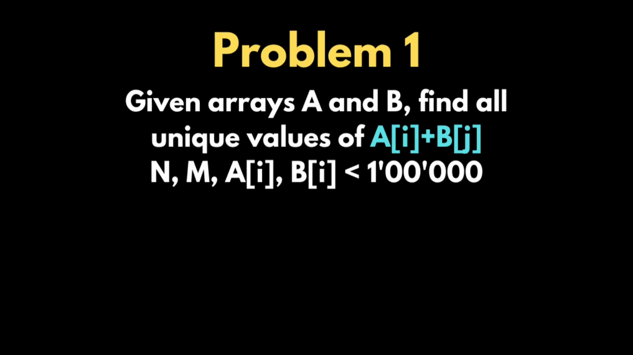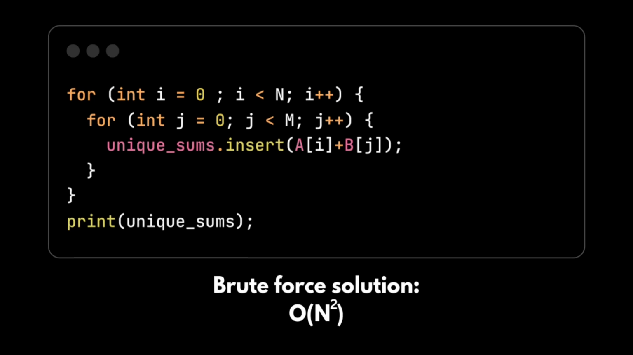The first problem states that you are given two arrays A and B, and we need to find all unique values of the sum of element of A and the element of B. The constraints are fairly large for all the variables, up to 10 raised to 5. If we look at the brute force solution for this problem, we will simply use two for loops and store all the sums in a unique set and print that set. But the time complexity for this would be order n square, which is not feasible.